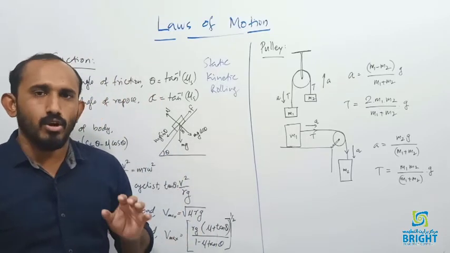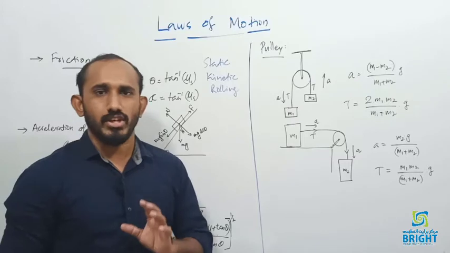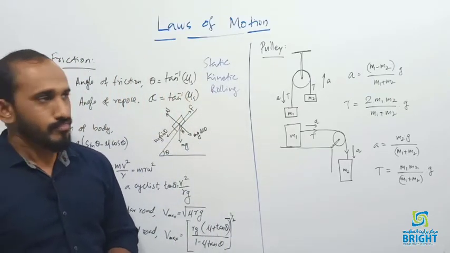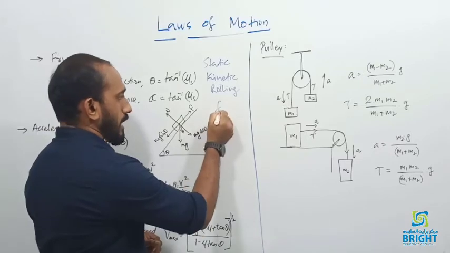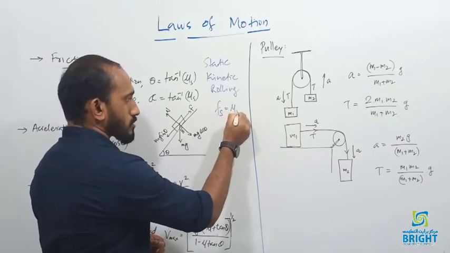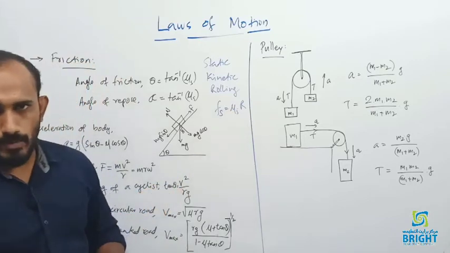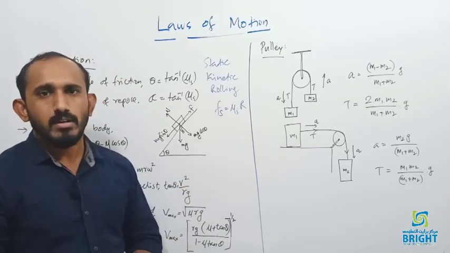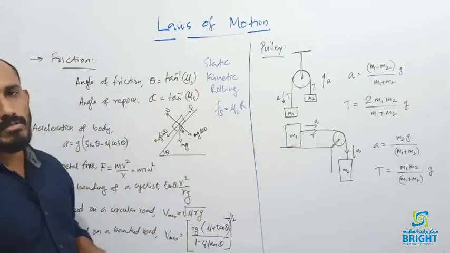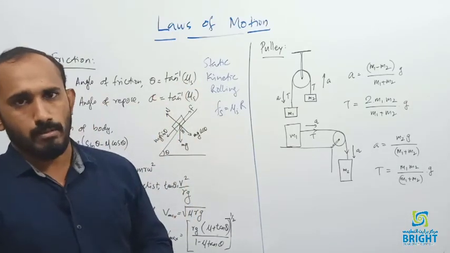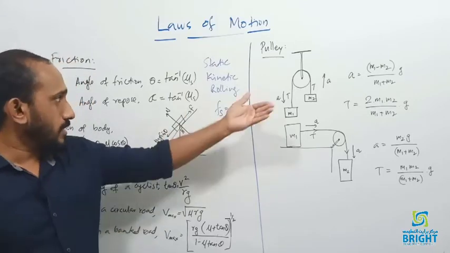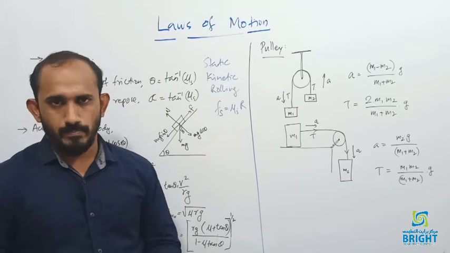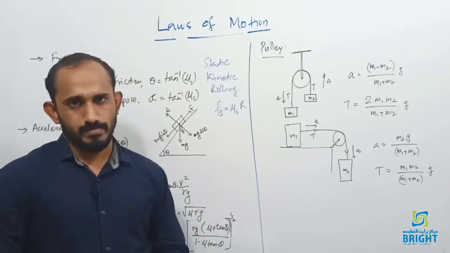The law says that the limiting static friction is directly proportional to the normal reaction force. From there, you get Fs equal to a constant into reaction force R. This constant is called the coefficient of static friction, mu s. We will make use of this coefficient everywhere regarding friction. Then next comes kinetic friction. When a body slides over another surface, the friction acting is called kinetic friction.